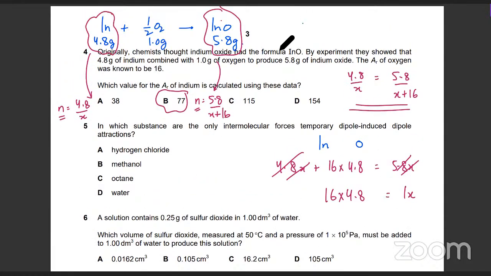Is it clear how to solve the question? Yes. The next one: in which substance are the only intermolecular forces temporarily induced dipole, van der Waals forces? So HCl, what type of intermolecular force will it have? Is it permanent dipole, sir? It's going to be permanent dipole, because H will be slightly positive and Cl will be slightly negative.